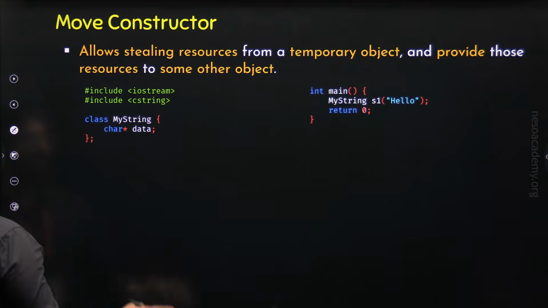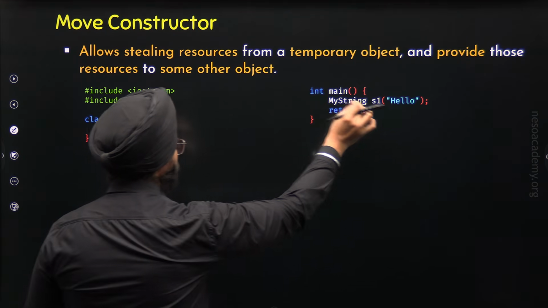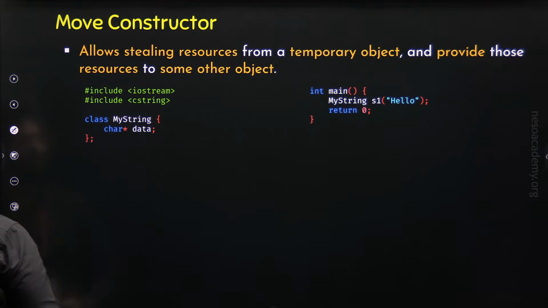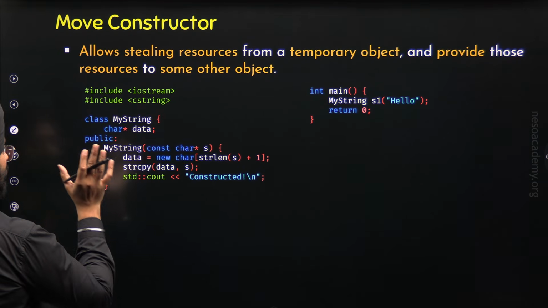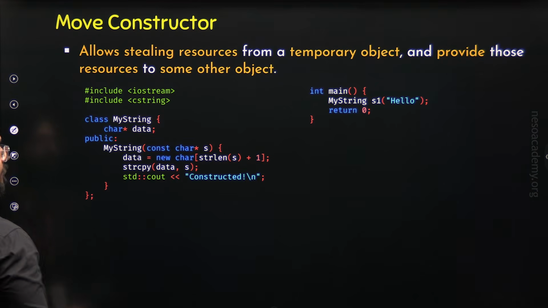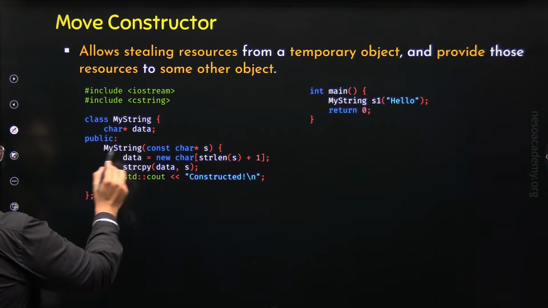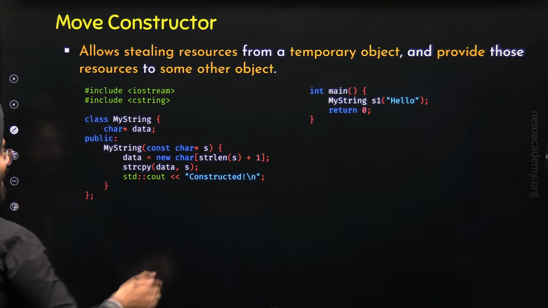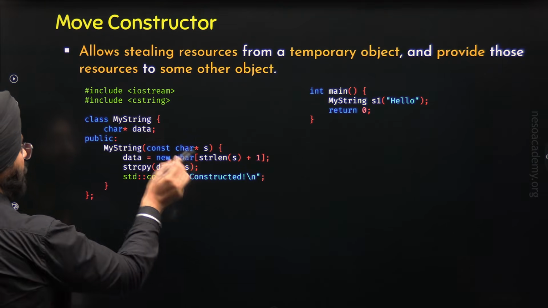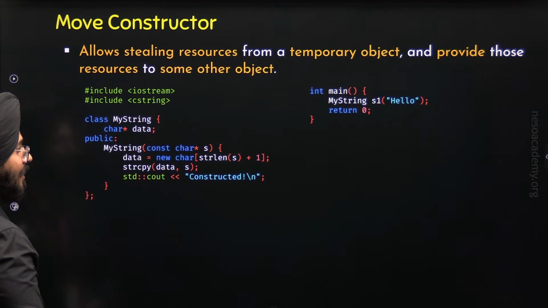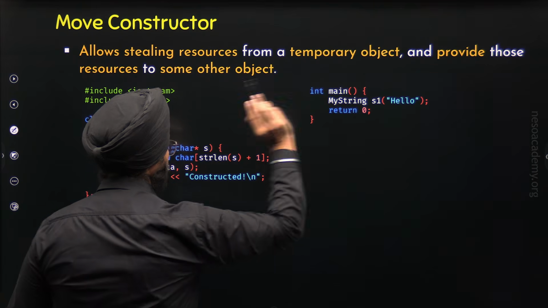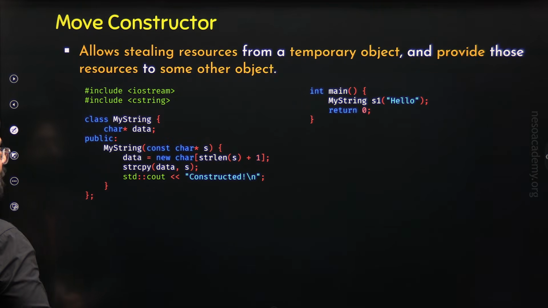Now for this purpose, we can define a constructor. We know in order to initialize this object, we need a constructor. So here is the constructor that I have defined for this purpose. This is my myString constructor. s is the pointer to a constant character. It can point to this string, so it will receive this string.